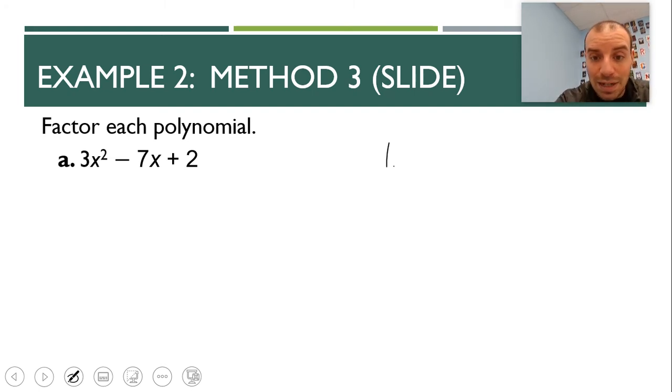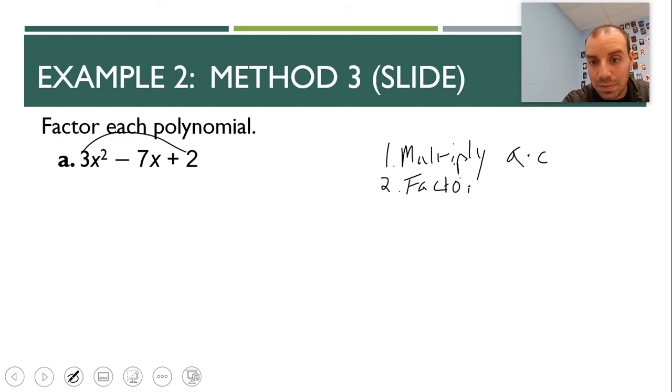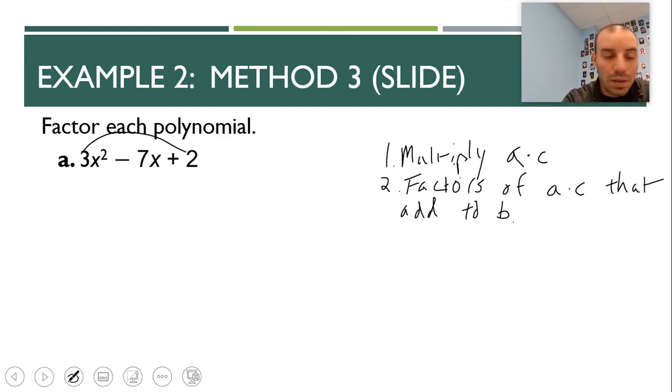The slide technique starts the same way as factoring by grouping, by multiplying your a times your c. So we're going to do the same thing, multiply a times c, and then find factors of a times c that add to b. So 3 times 2 is 6. Obviously, we already know it's going to be -6 and -1 because those add up to -7.